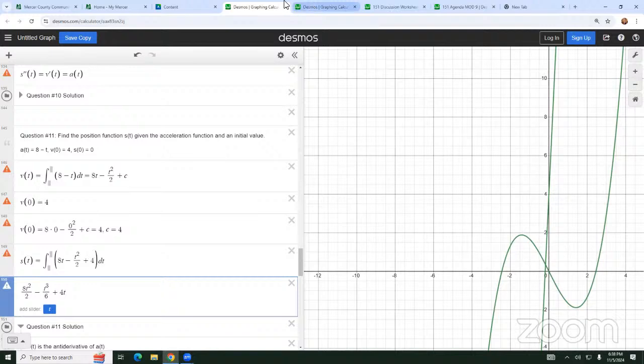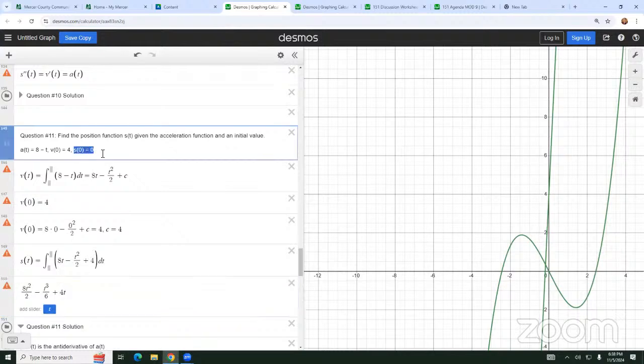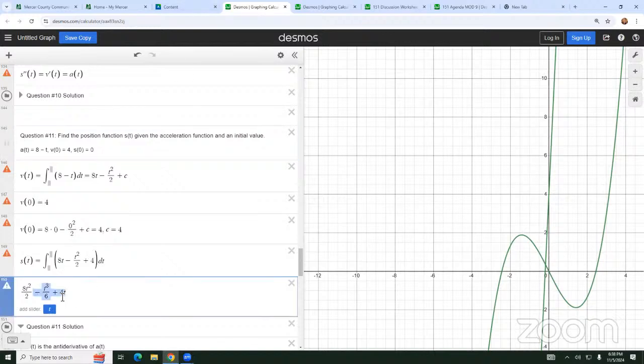That's all the homework. And now you should be able to do those questions. You have to do the last step, but since that's S of 0 equals 0, the constant is going to be 0. So that's the answer right there.